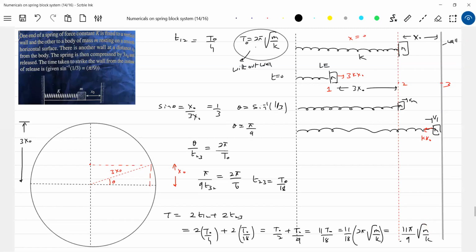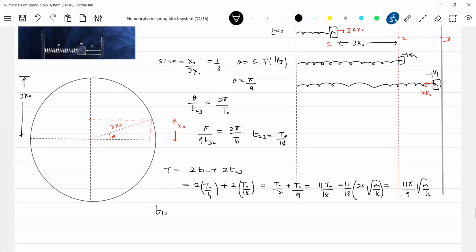So what is asked in our question? Time taken to move from 1 to 3. This is for one oscillation, that is 1, 2, 3, 3, 2, 1. The time taken to move from 1 to 3 should be half of it. So T123 should be T by 2. Like this, you'll get a wall.